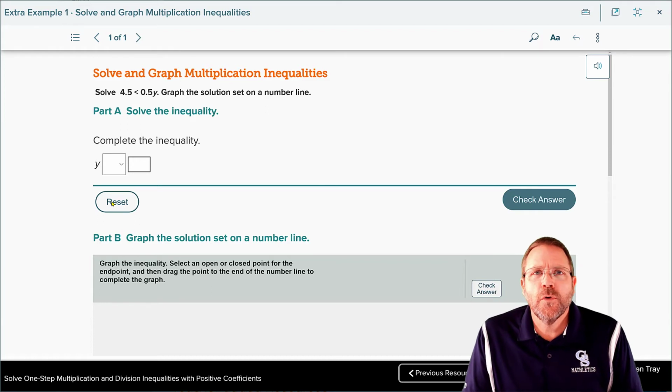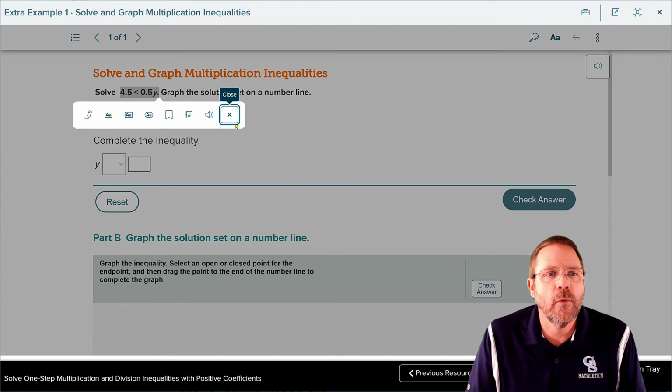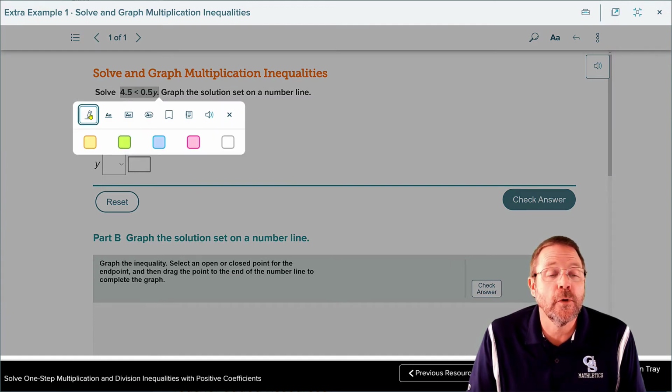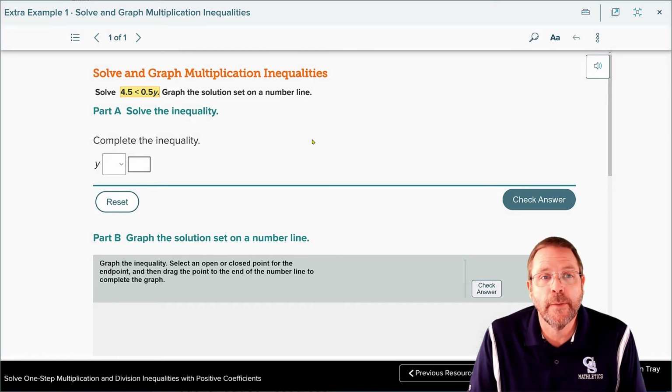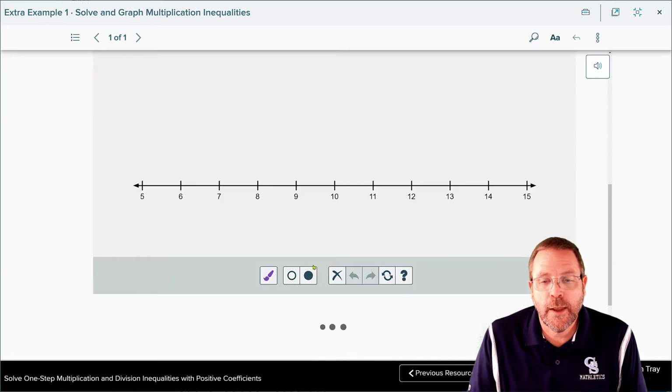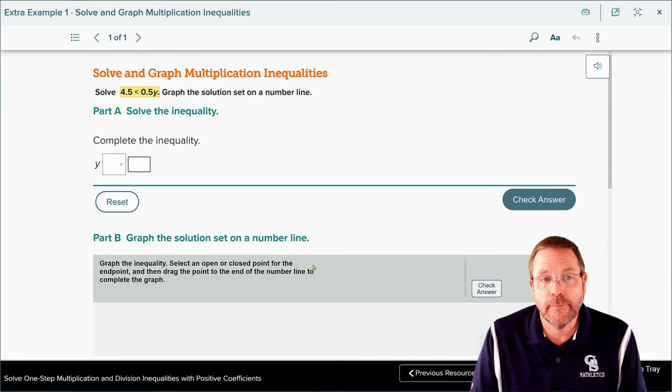And now it's going to be your turn. Go ahead and solve the inequality that you see right here. 4.5 is going to be less than 0.5y. And we put your answer in here to check it. After that, see if it'll let you graph it down here. Hopefully it'll play nicer than it did for me.